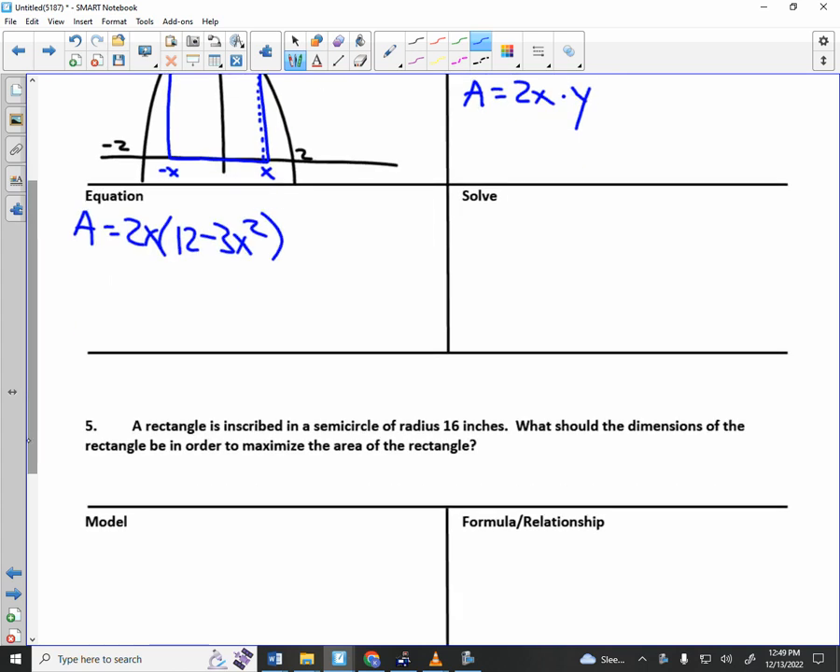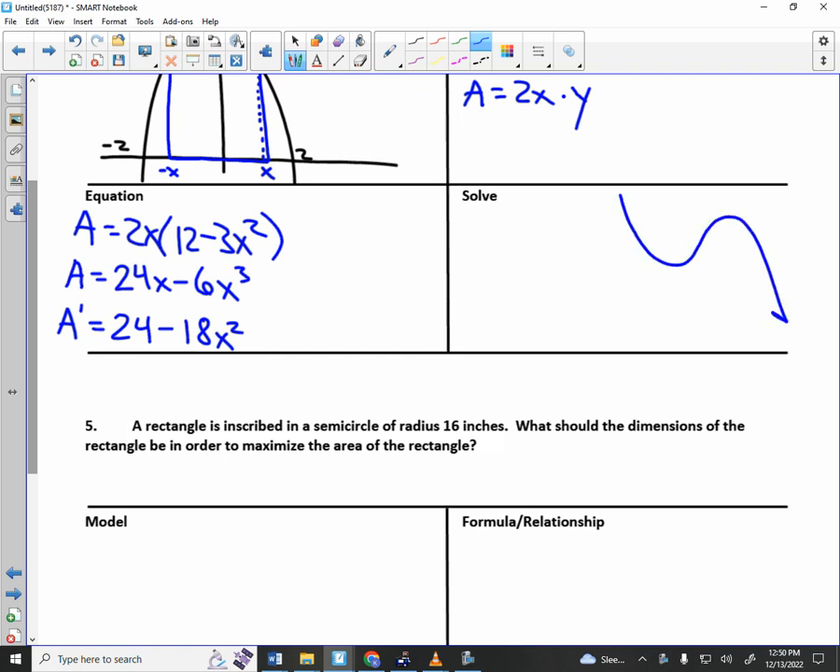Now, if you would like to go ahead and use the product rule here to find the derivative, you could, or you could just multiply and get area is equal to 24x minus 6x cubed. So area prime, or the derivative, is what? Good. What shape does that make? It's a parabola, upside down. But if you look at the original function, what does that make? Yeah, makes it cubic like this, right?